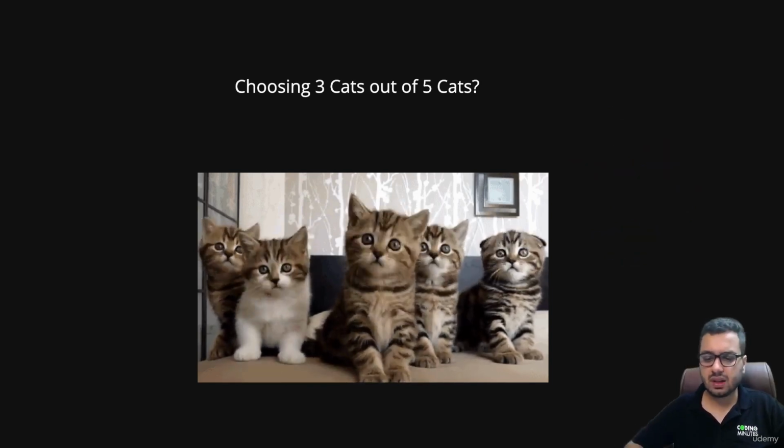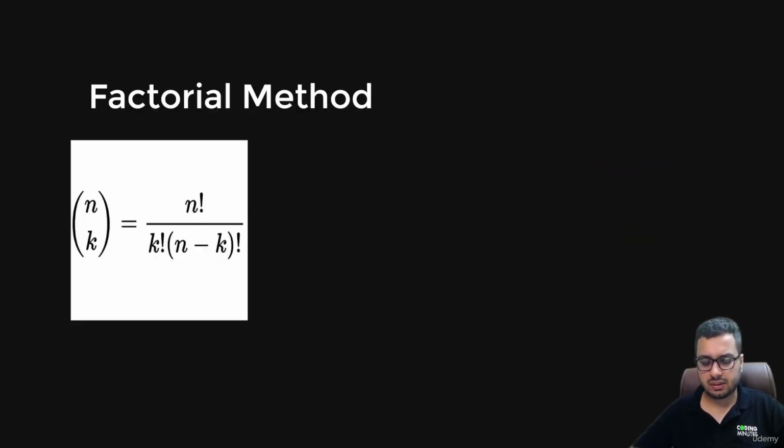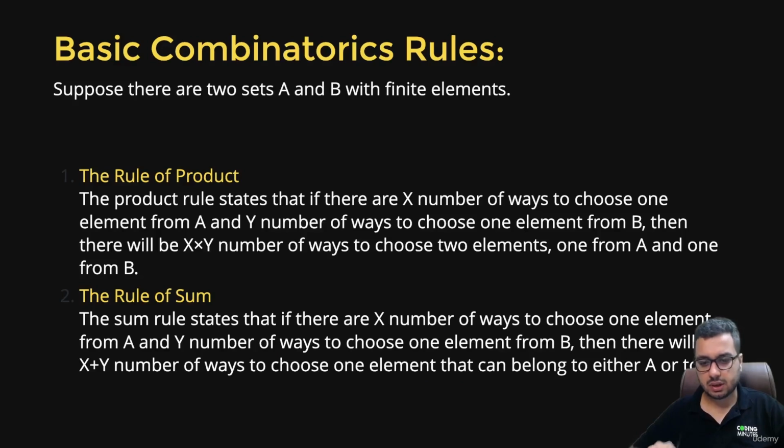This is where this comes into the picture. Let us also talk about some basic rules which come in very handy when we talk about combinations. The first one is called the product rule.